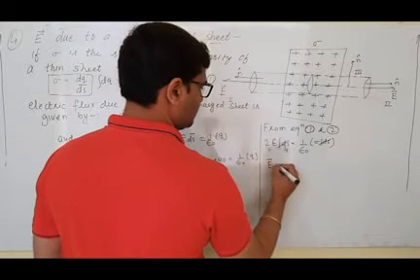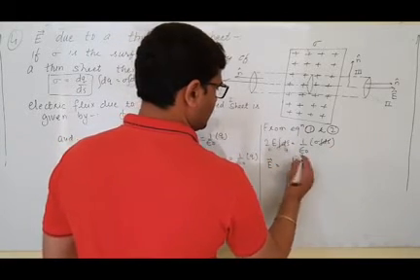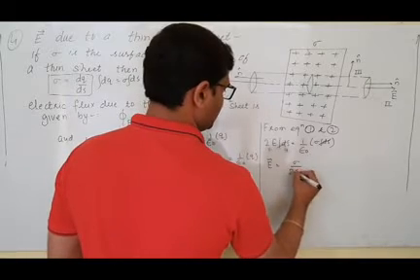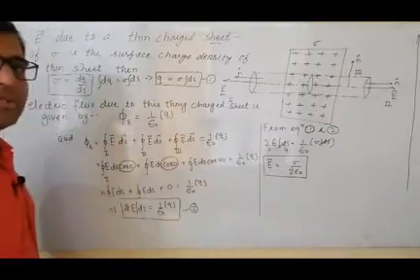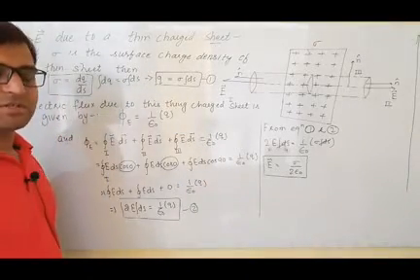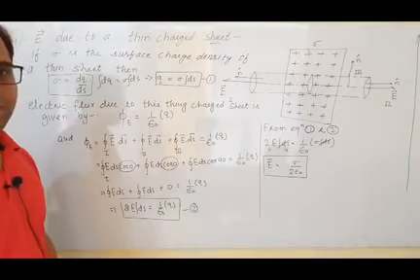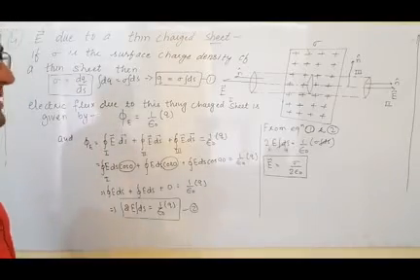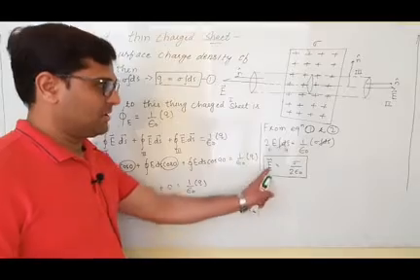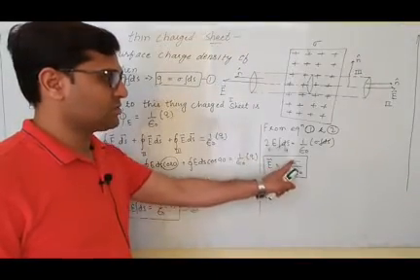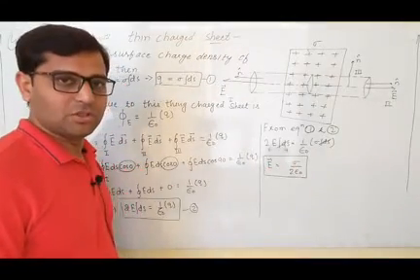E becomes sigma over 2 epsilon naught. This will be the result due to a charged sheet of negligible thickness. If the sheet has infinite thickness, then the result will be E is equal to sigma over epsilon naught only. Okay.